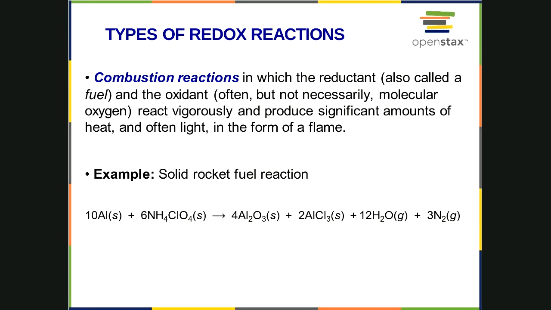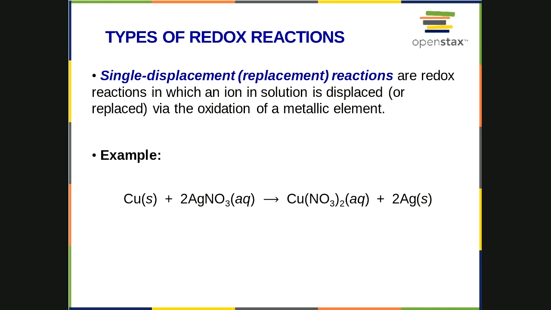And with this reaction, we're producing a lot of heat, light, and flame. This reaction is sometimes also referred to as a thermite reaction because it produces a huge amount of heat, and you actually get some liquid metal in the reaction. So that's one type of redox reaction, combustion, which is an oxidation reduction reaction in which either an oxygen atom or O2 is the component that's being reduced.